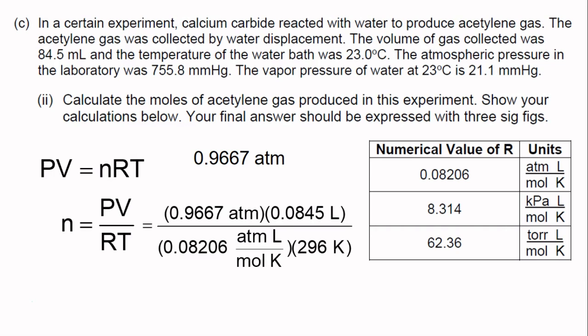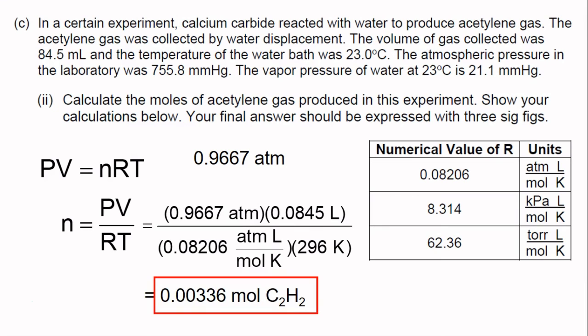We have a temperature of 23 degrees Celsius for the water bath. That's the same as the temperature of the gas, but we do have to convert Celsius to Kelvin. That's 296 Kelvin. The volume of the gas is 84.5 milliliters. That becomes 0.0845 liters. So if we do this math, we get moles of acetylene, and it works out to be, rounded off to 3 significant figures, 0.00336, or you could say 3.36 times 10 to the negative 3 moles of acetylene.